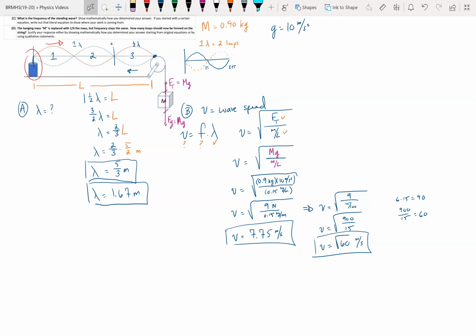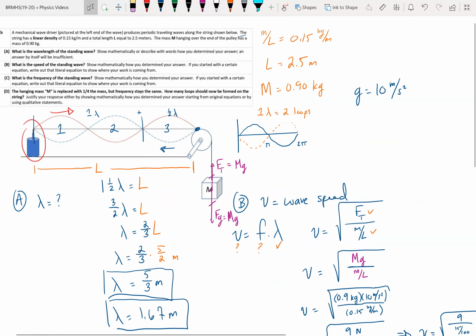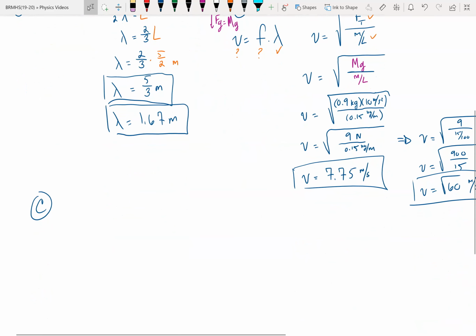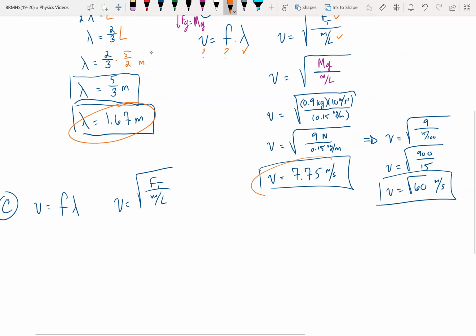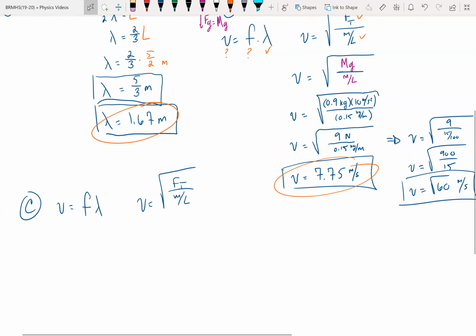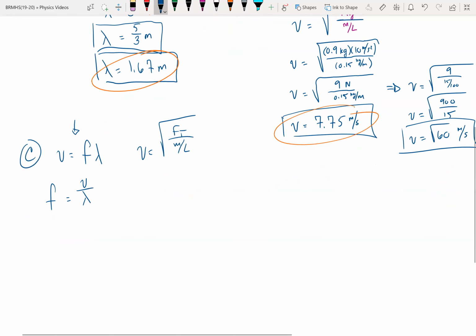We're on part C. Moving right along. What is the frequency of the standing wave? Show how you got it. Well, remember we have our two equations: v equals f lambda and v equals the square root of the tension force over the linear density. We've just found velocity, so now we know lambda and we know velocity. So what do we want to find? Frequency. So let's use this one right here. Let's solve for f. F equals v over lambda.